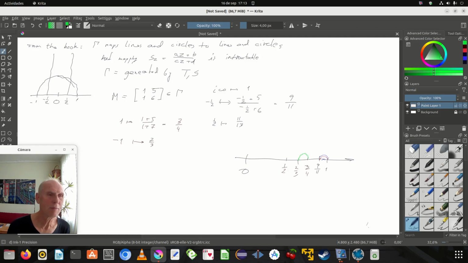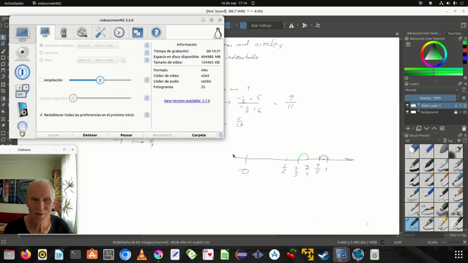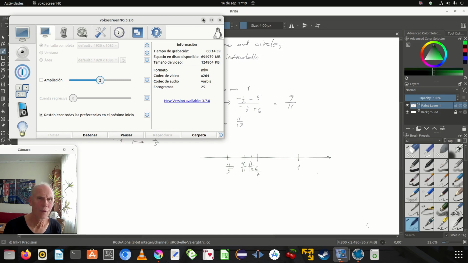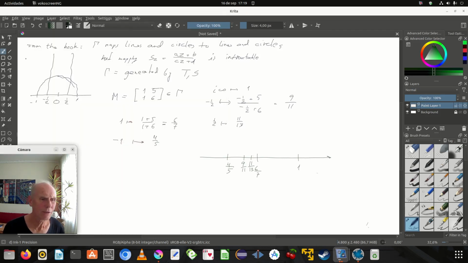And now we see that I've made a mistake. This line crosses this circle, so this circle should cross this circle. So I've made some silly mistake. I'll just make a break and find it. I just found a few mistakes here. It was 6, so that is 4/5. And 6/7 is larger than these two guys, so this is how it goes.